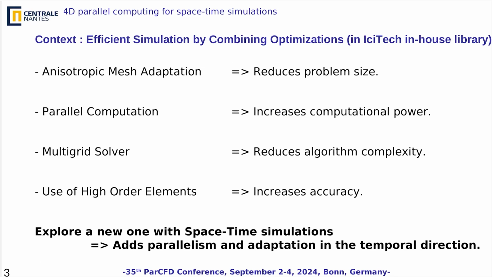Also a multi-grid solver. I didn't say that, but we use more implicit solvers, so we have to solve very large systems sometimes. For that, we can use a multi-grid solver to reduce the algorithm complexity. We also plan to use high order elements to increase the accuracy. And we want to combine all these optimizations to have an efficient solver. So the new goal is to explore space-time simulation.